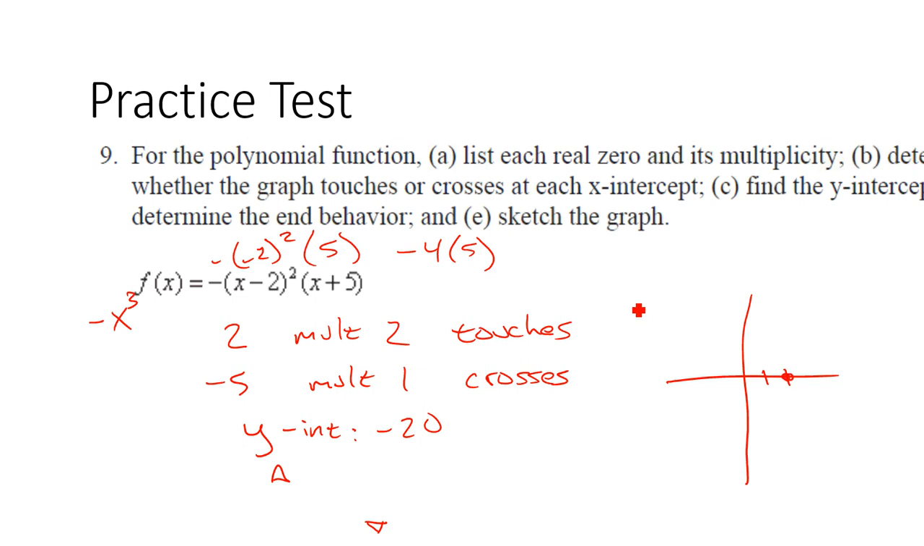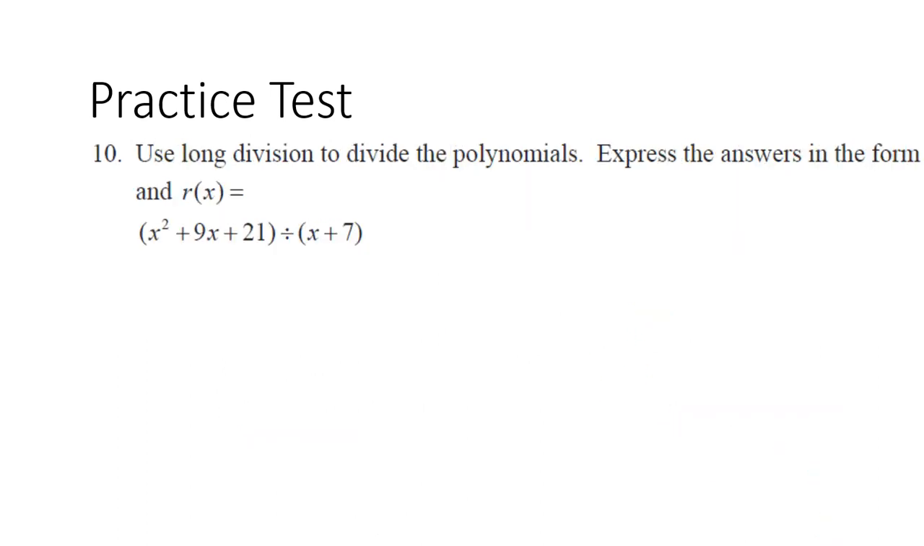Positive 2, we're going to touch. Negative 5, we're going to cross. Negative 20, we're going to cross. We're going to start high. We're going to finish low. And so we're going to do something like this. Just touching right there.